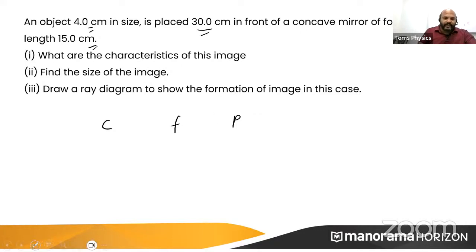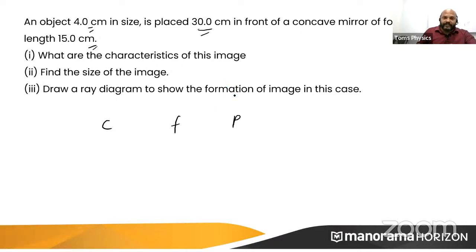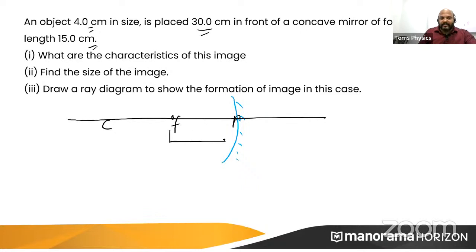We know that the focal length is half of this. This is the mirror, here is the pole, and here is the principal axis. Again, excuses for the bad drawing, but if this length is 15 centimeters, then the double of this is 30 centimeters.